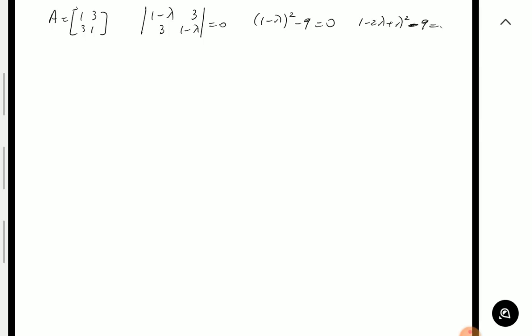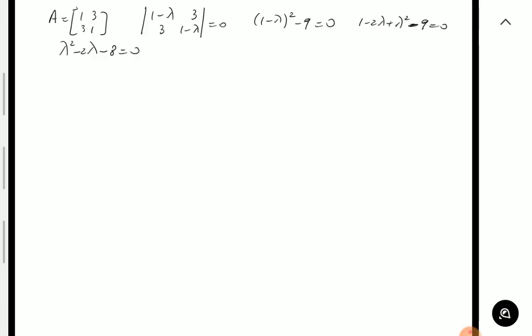All right, so let's take another matrix. Let's say A is equal to (1, 3; 3, 1). One thing I want you to notice, let's actually do the steps like before. The determinant of (1 - lambda, 3; 3, 1 - lambda) equals 0. The characteristic equation is (1 - lambda) squared minus 9. That gives me 1 - 2 lambda + lambda squared - 9 equals 0, which is lambda squared - 2 lambda - 8.